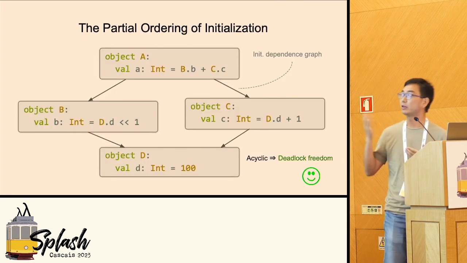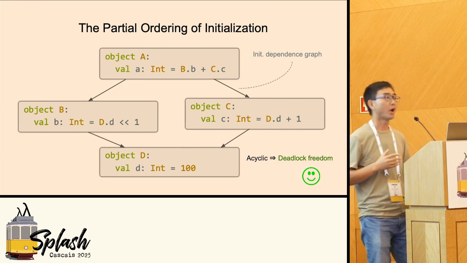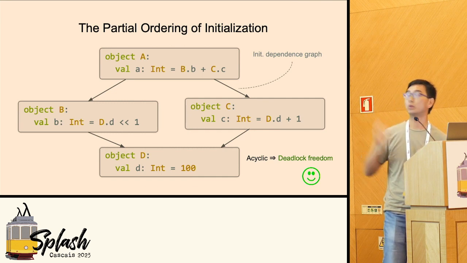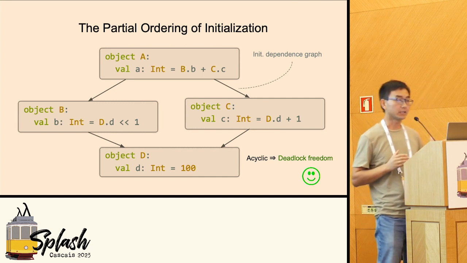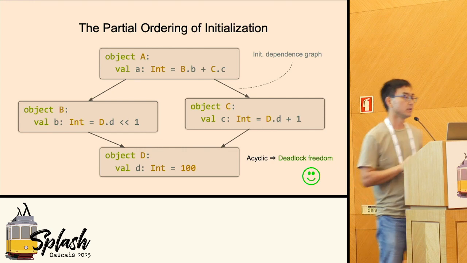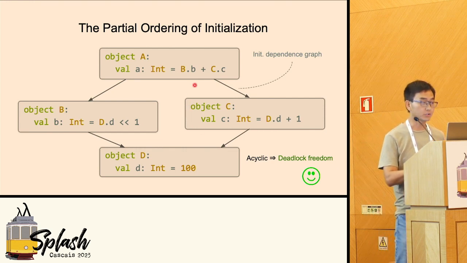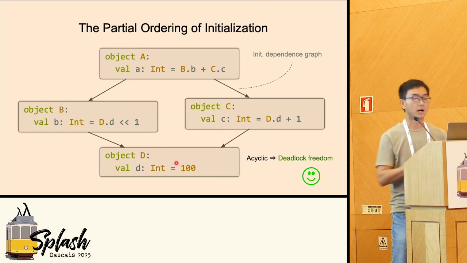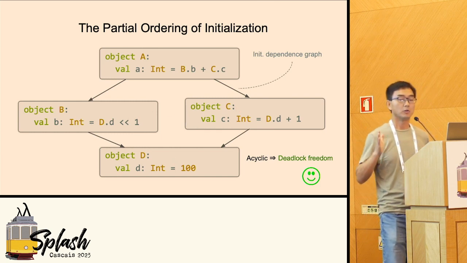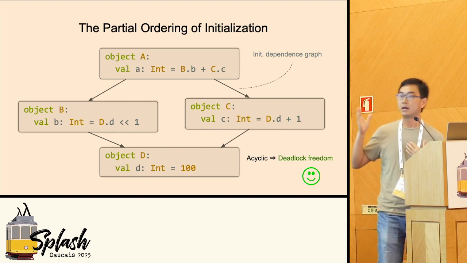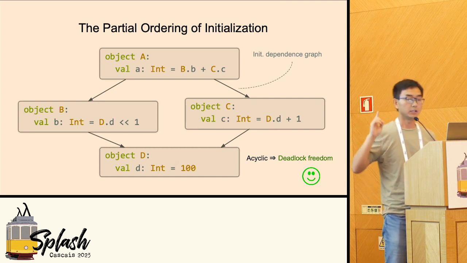To deal with deadlocks, a natural idea is to require that the initialization of global objects form a partial order. We can use the static analysis to construct an initialization dependence graph. For example, here, it's easy for the static analysis to figure out that the initialization of object A depends on objects B and C, and B and C depend on object D. Now, if the initialization dependence graph is acyclic, we can be sure that at runtime, there will be no deadlocks in initializing global objects.